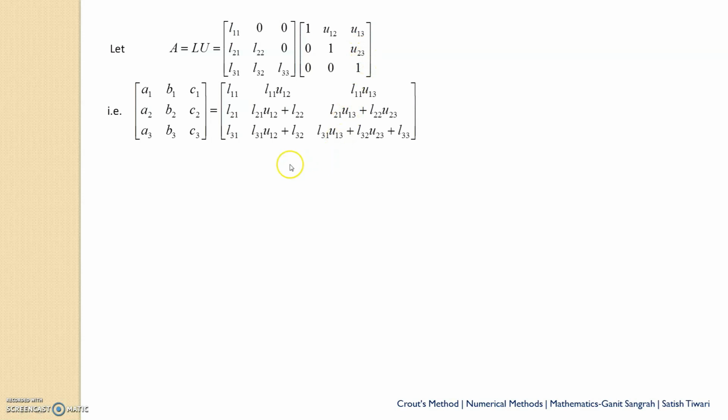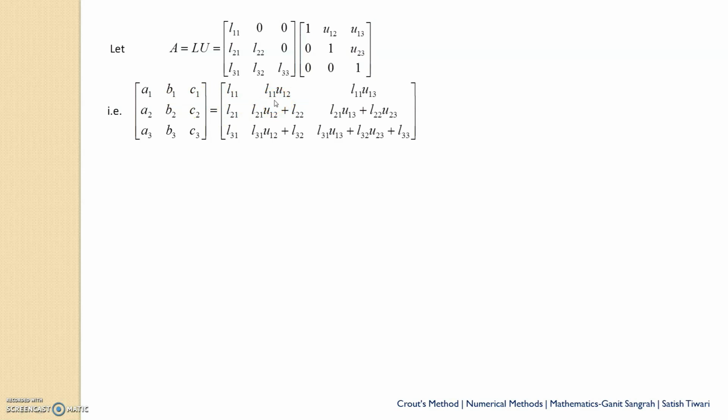So the total 9 constants we find out just by equating these two matrices. So it is easy to get the constants' values. L11 is nothing but A1. L21 is nothing but A2. L31 will be what? A3. Similarly, then I equate this middle element L11 U12 with this B1 and we know the value of L11.